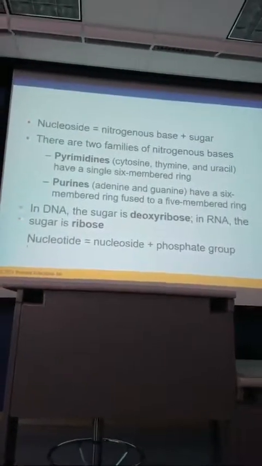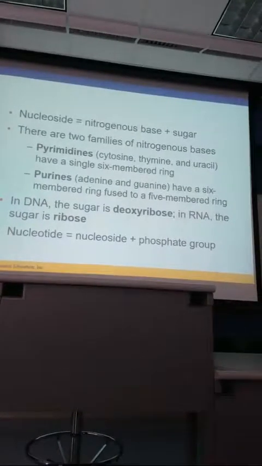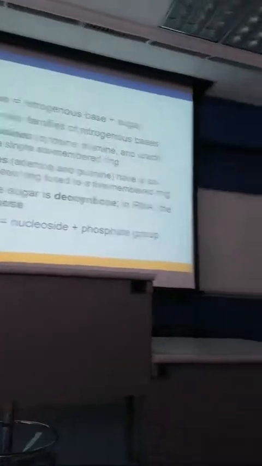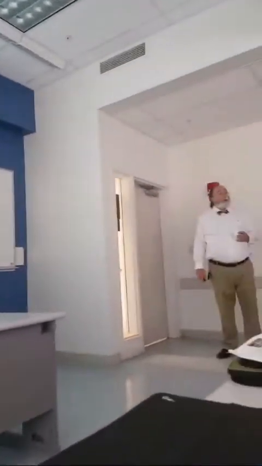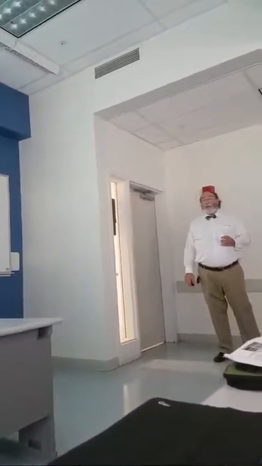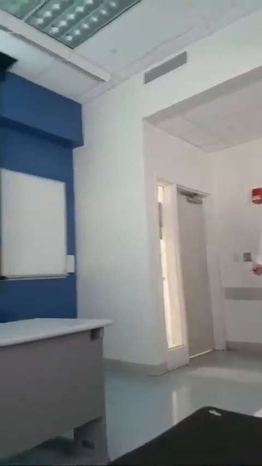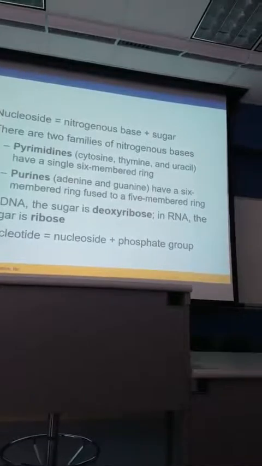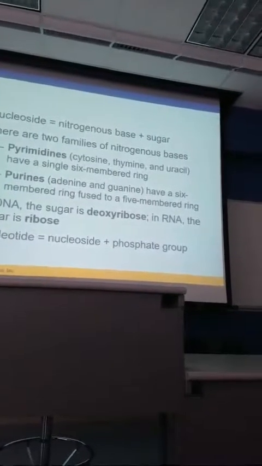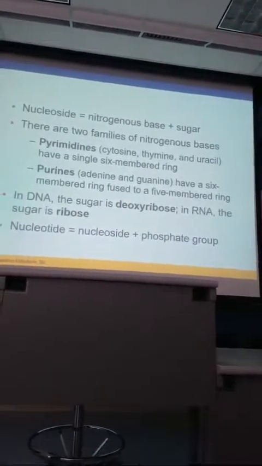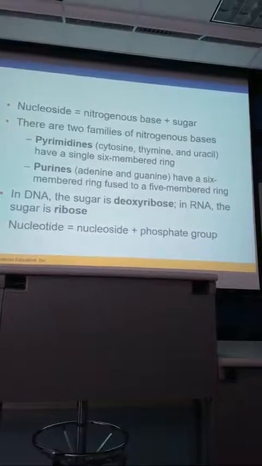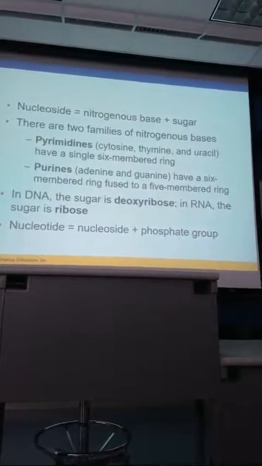Remember, the nucleoside is just the base and the sugar. When we have the phosphate added to it, the base, the sugar, and the phosphate, then we have the nucleotide. This is what we have just talked about. You can read up on that on your own. Remember, the sugar in DNA is deoxyribose. Oxygen's removed. In RNA, it's just ribose. And then the nucleotide is the nucleoside.